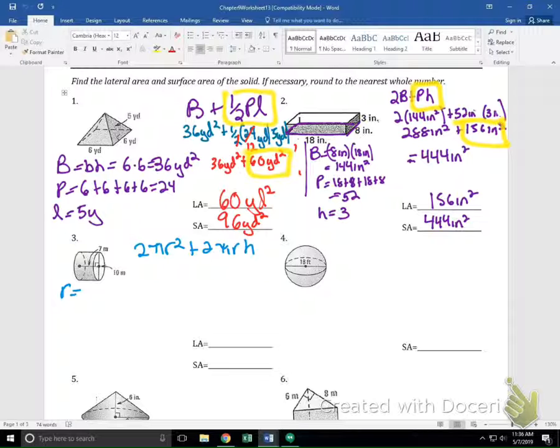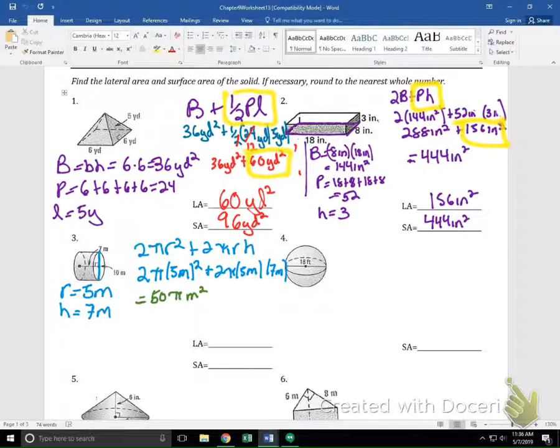So your whole diameter is what? 10. So your radius is 5. What's your height? 7. So now we just substitute in. So you have 2 pi, and then you put your radius in, which is 5 squared, plus 2 pi, radius of 5, times my height of 7. Okay, so 5 squared is 25 times 2? So you have 50 pi meters squared.